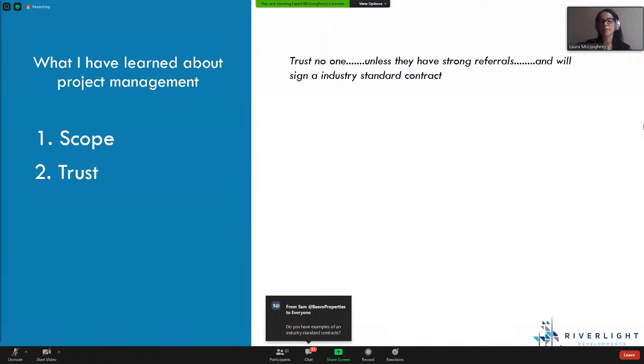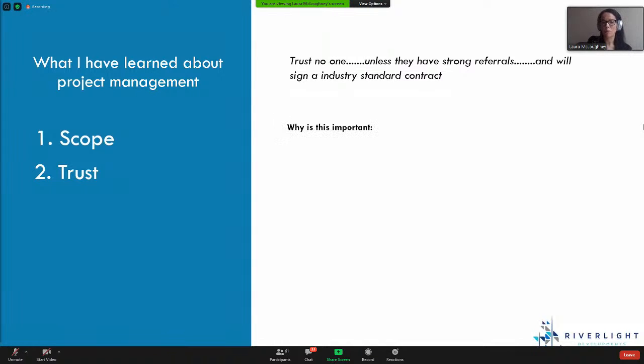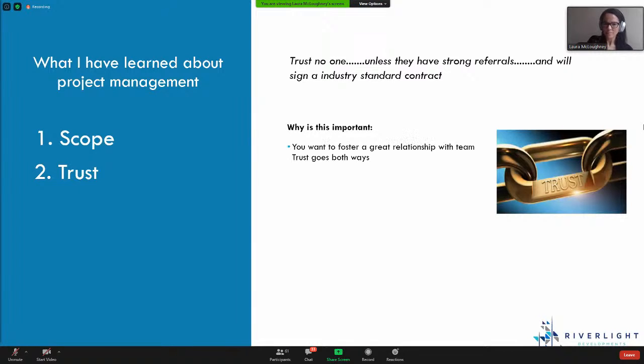The strong referral is brilliant. It helps you navigate finding the right people, but you still have to do your due diligence on that person, and you still have to make sure that they will sign an industry standard contract. So why is that important? Well, you want to foster a great relationship with the team, and trust goes both ways.